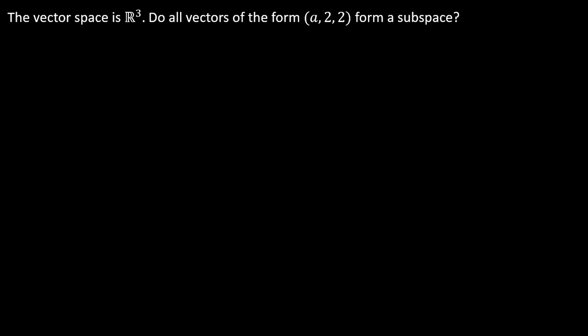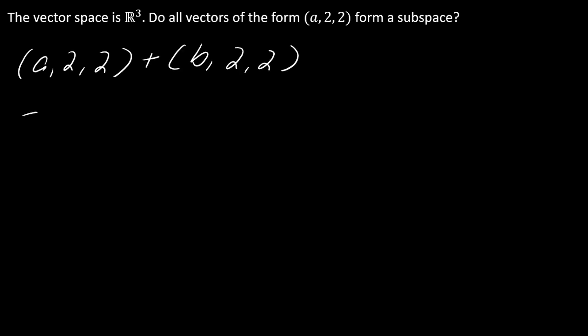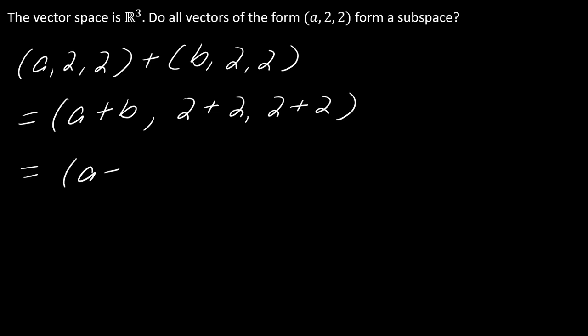So the vector space is R3, so do all vectors of the form (a, 2, 2) form a subspace? Let's say I take 2 vectors, (a, 2, 2) and (b, 2, 2). If I add those together, what operation do we actually use? This comes from R3, so we're assuming the normal operations in R3. So if I add these together, I would get a plus b, 2 plus 2, and 2 plus 2. So this is going to be (a plus b, 4, 4).